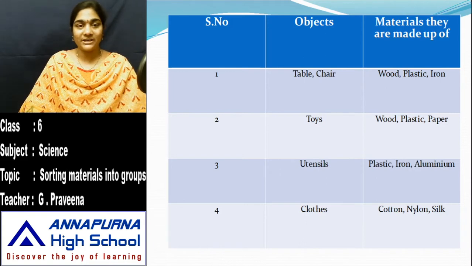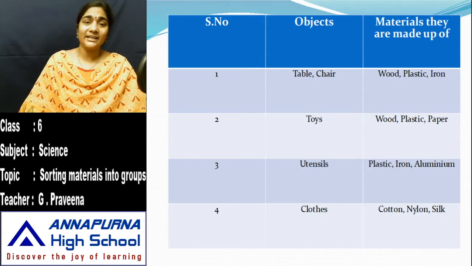Then the third object is utensils. These are mostly the objects which are used in the kitchen. What are these utensils made of? They are made of plastic or iron or aluminium. Different kinds of materials are used to make the utensils. That is, these are the objects.